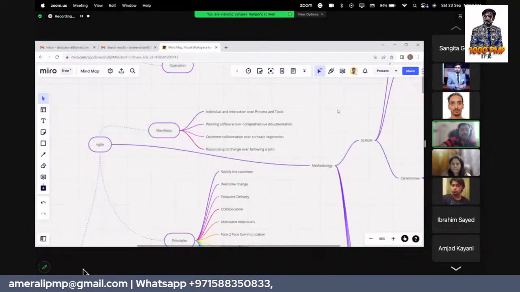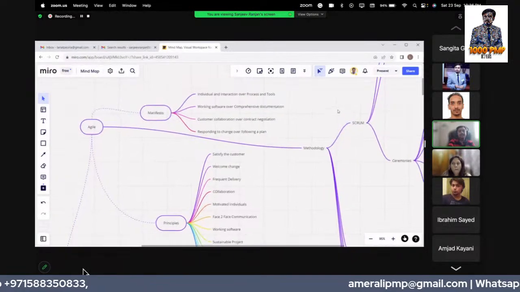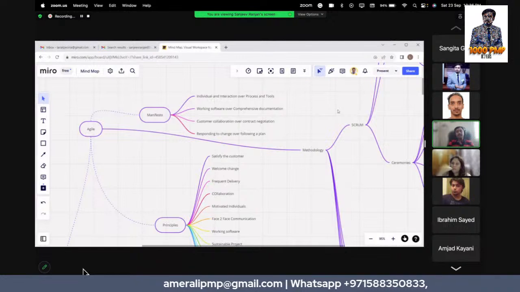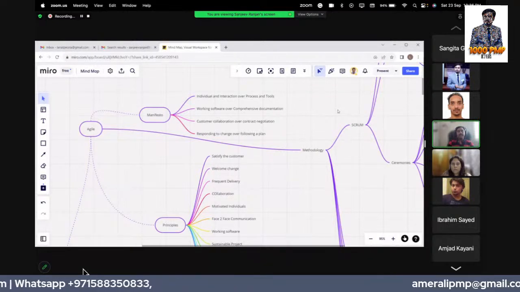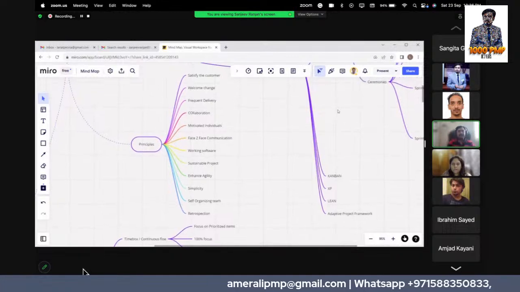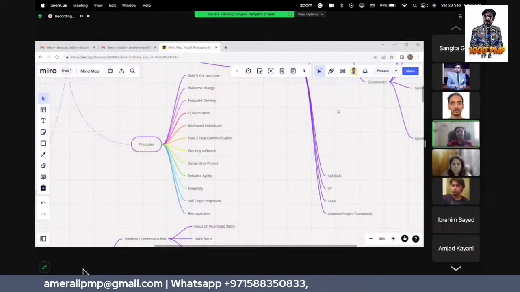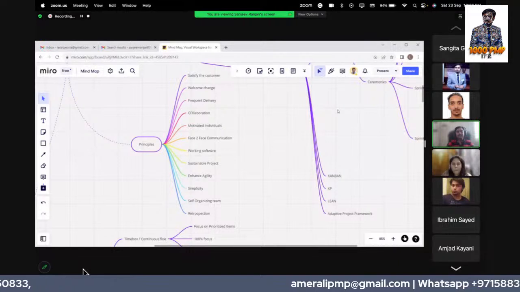Okay. So going to Agile, we have the manifesto, 4 values: individuals and interactions over process and tools, working software over comprehensive documentation, customer collaboration over contract negotiation, responding to change over following a plan. Agile has 12 principles: satisfy the customer, welcome change, frequent delivery, collaboration, motivated individuals, face-to-face communication, working software, sustainable pace, enhanced agility, simplicity, self-organizing team, retrospection.